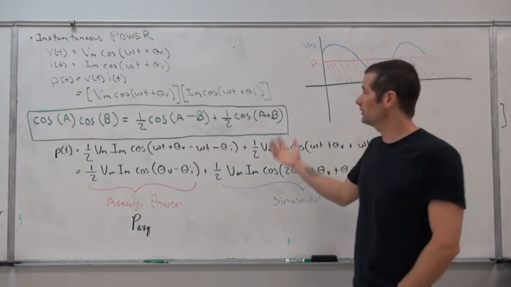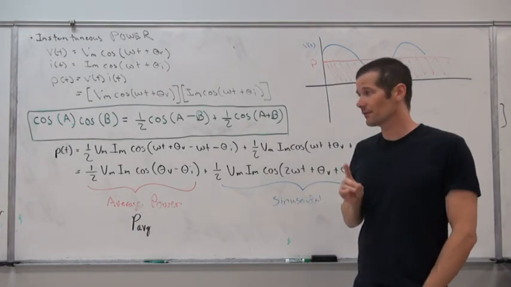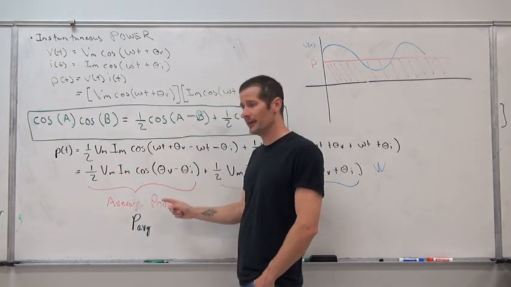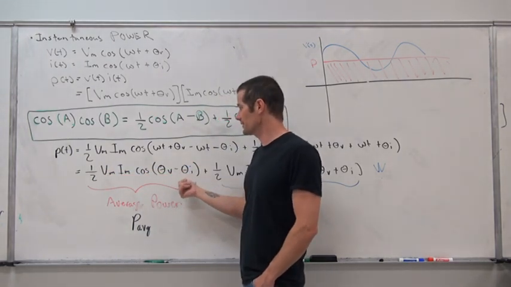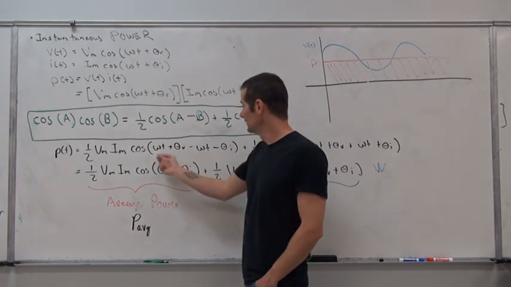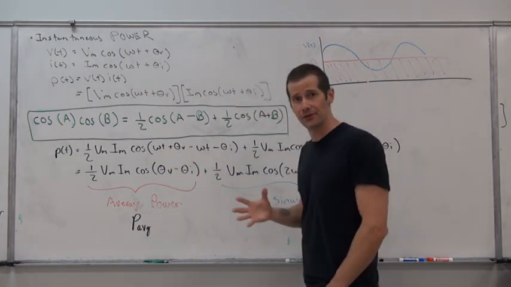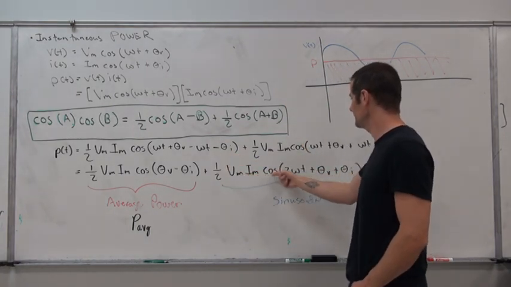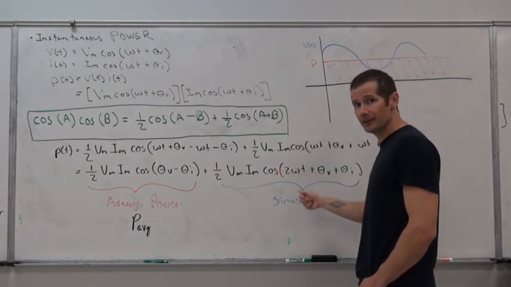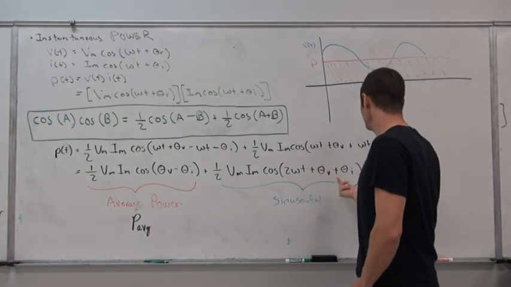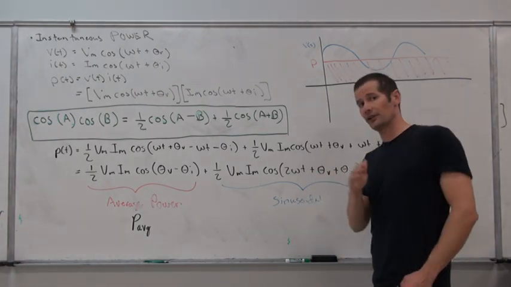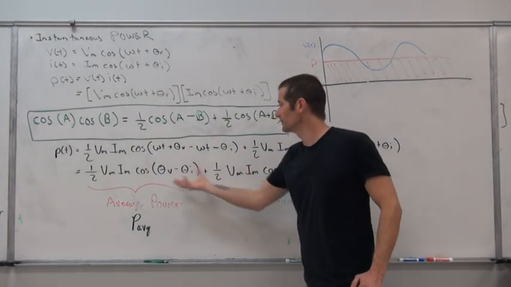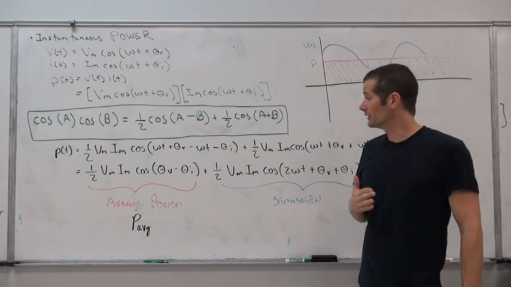And the result from applying this identity is the following. What we get is 1/2 Vm Im cosine of theta v minus theta I, because omega t from this portion of the argument cancels out. And then right here we get 1/2 Vm Im cosine of 2 omega t plus theta v plus theta I. And instantaneous power is in fact measured in watts. But what does the result of applying this identity really give us?